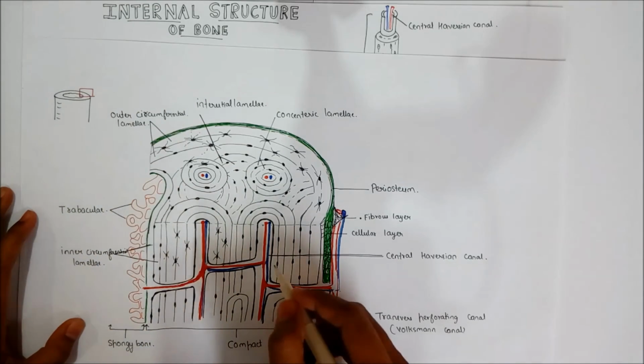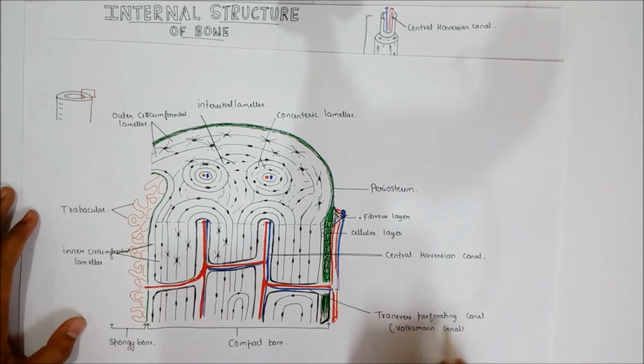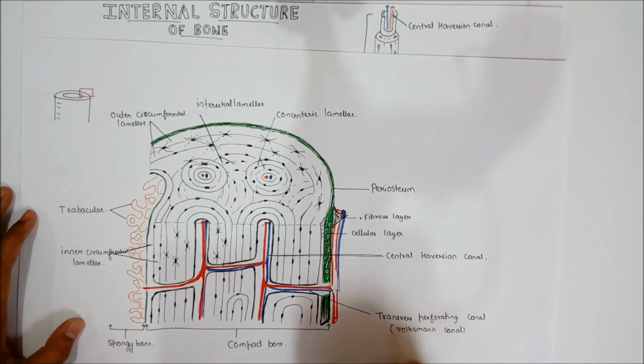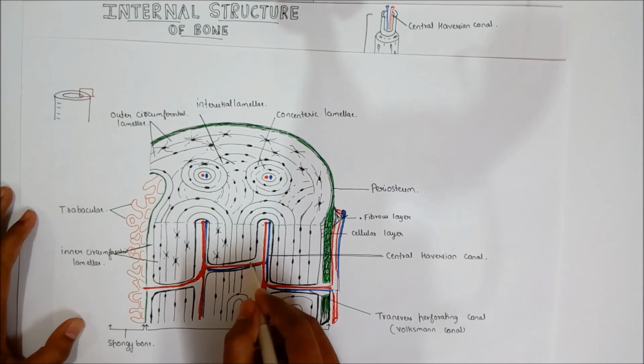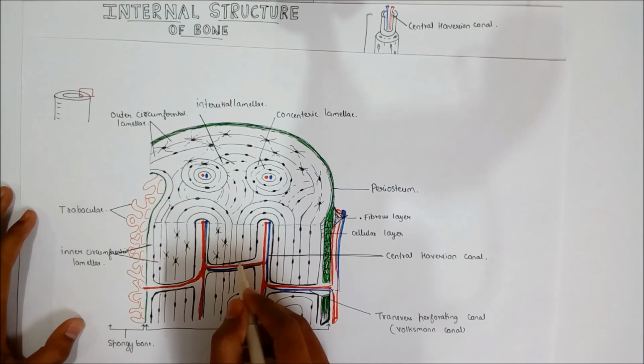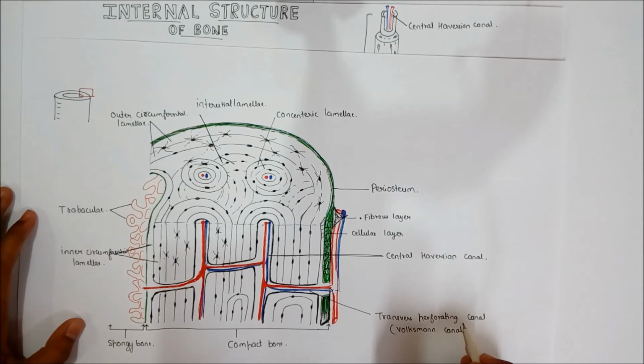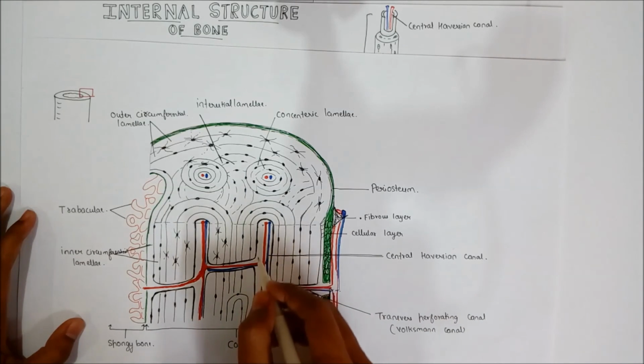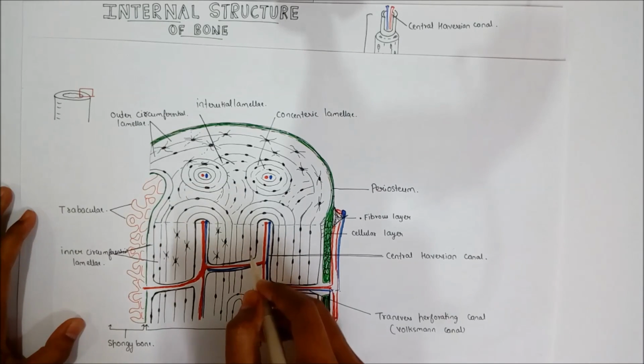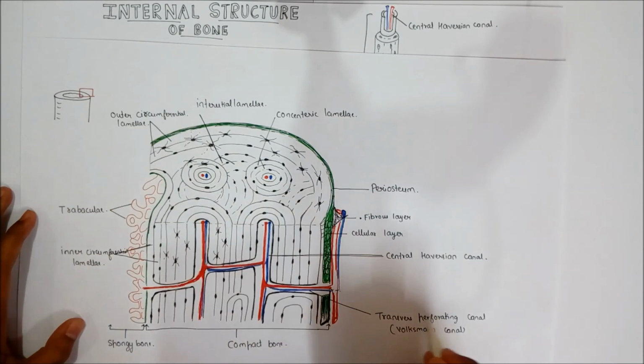And there are also the transverse perforating canals, the Volkmann's canals. These are transverse canals which connect the neighboring osteons, the adjacent osteons, and also the osteon with the medullary cavity. So that's it.